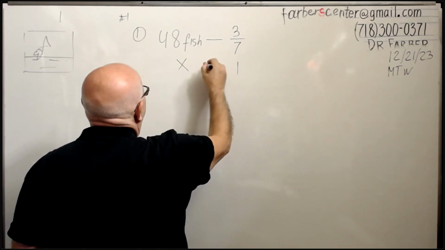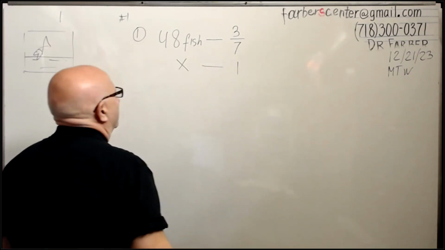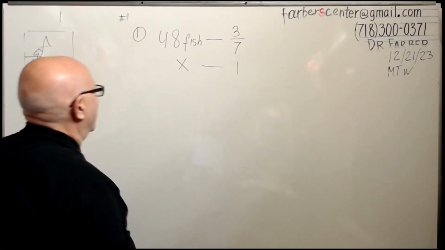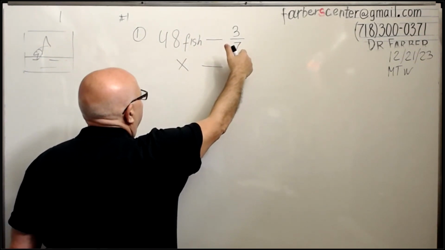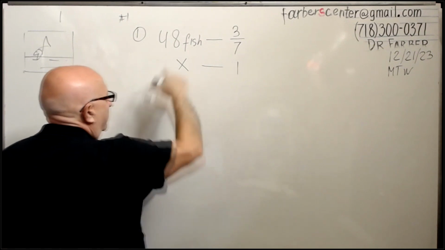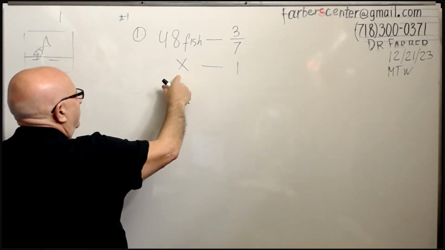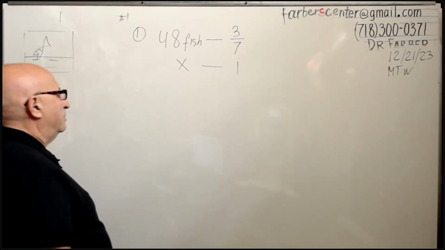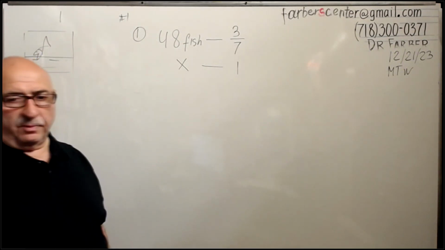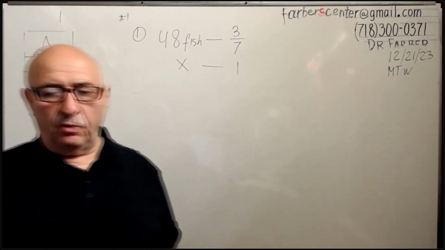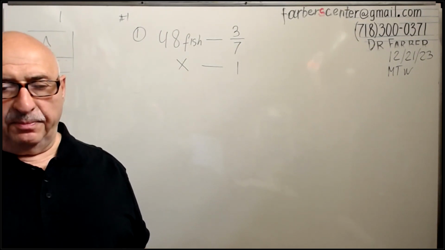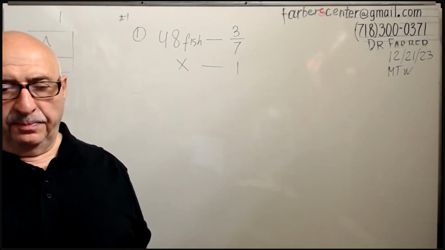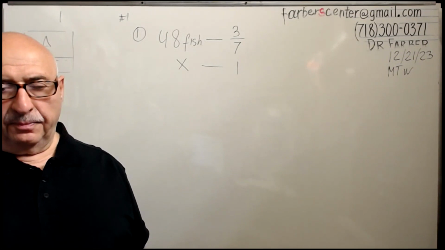We start with the equation, and we name this a proportion. So 48 fish is 3/7 of one whole box, and I have no idea how many are in the box. Proportion. Step number 1. We use this method of proportion a lot. Okay. Who understands this step?